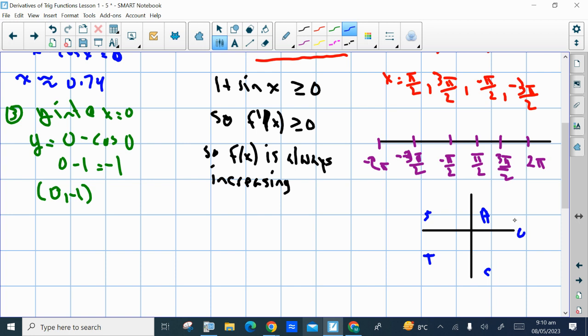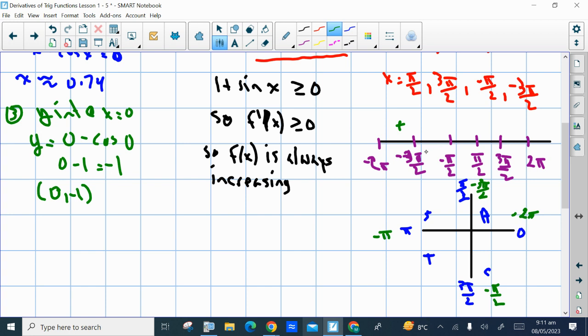So this is 0, this is pi on 2, pi, 3 pi on 2. If we write in negative angles, this would be negative pi on 2, negative pi, negative 3 pi on 2, and negative 2 pi. So between negative 2 pi and negative 3 pi on 2, everything is positive there, including cosine.